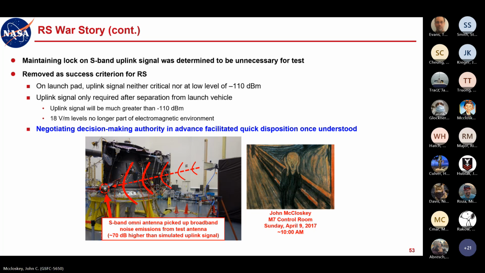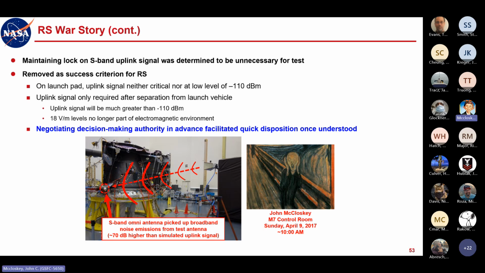But again, I pass this along: if you can do this in advance and get it in writing, if you're willing to take this on, and you should be if you're the test director, it can really save a tremendous amount of hassle if you have something undesirable like this happen during a test campaign.